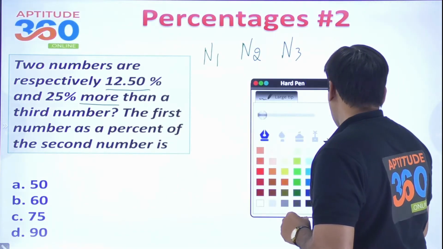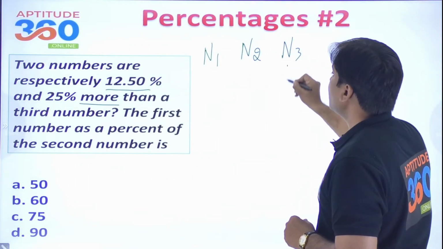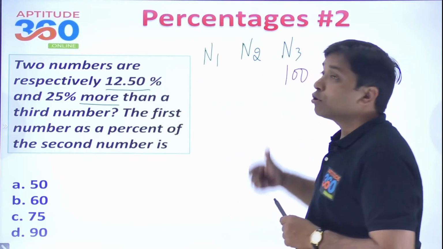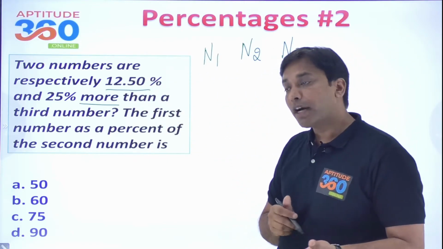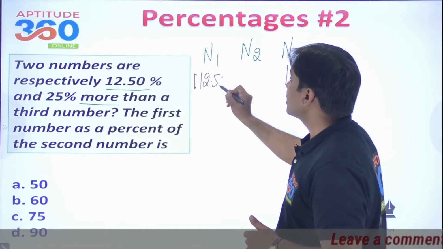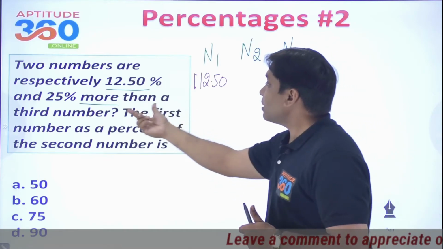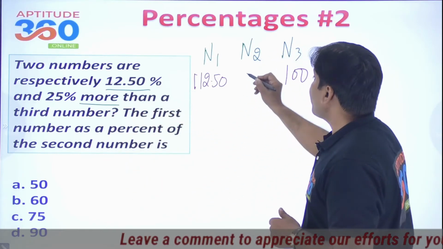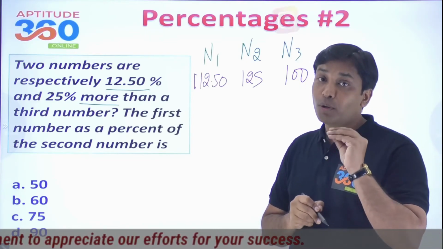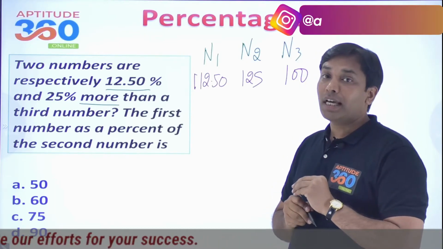Two numbers are now bigger than the third number. So I will be taking as 100. And what is 12.5% of 100? 12.5% of 100 is 12.5. 12.5 बड़ा हो गया, तो that will be coming out as this number. Does this make sense? And the second number is 25% more. So if 25% more is going to be this number, right? My basic assumption is you know the basic calculations. ये तो आपको आना ही चाहिए, right?